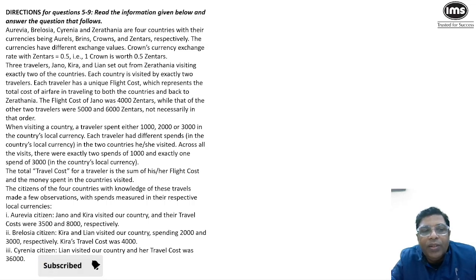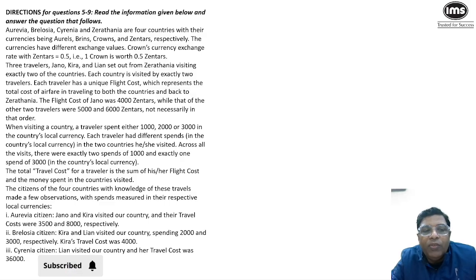Then the total travel cost for a traveler is the sum of his or her flight cost and the money spent in the countries visited. So when you calculate the total cost, it has three elements: the total flight cost, plus the spend in each of the two countries you visit. If you add these values, it gives the total cost.